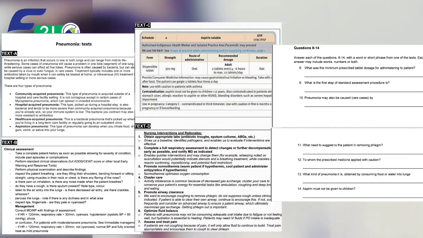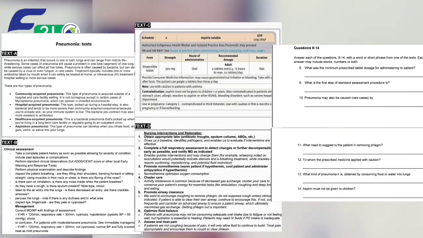14. Aspirin must not be given to children. I think you know this answer. The given answer is not less than 12 years, right? I hope you completed the answers.